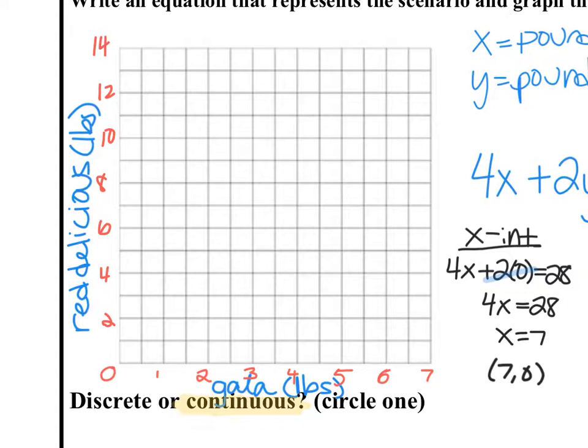So now graph your 2 points. (7, 0). And (0, 14). This is continuous, and so we're going to connect those 2 points with a line.